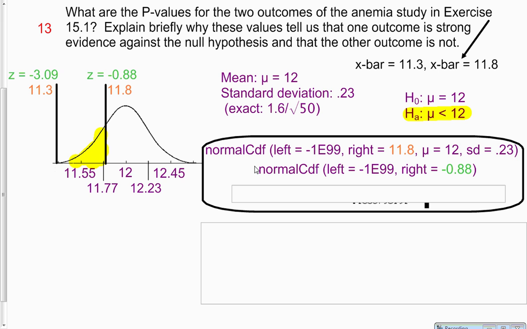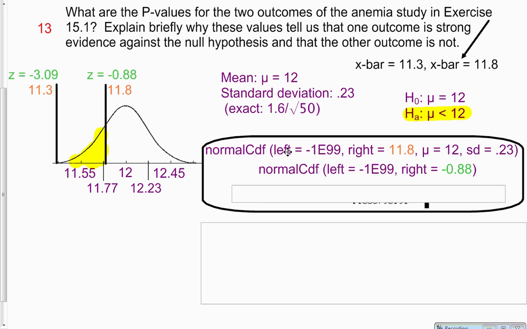What I did is I did the normal CDF, because if you pull out your normal sheets back from chapter 3, the graphics, you'll remember that we are going from an x value, the 11.8, to a proportion, and so we need to use normal CDF in our calculators. Our left bound is going to be negative infinity, and we're going to find the area from negative infinity all the way up to the value that we're looking for, 11.8. Mu is equal to 12, so we type in 12, and standard deviation is equal to 0.23.